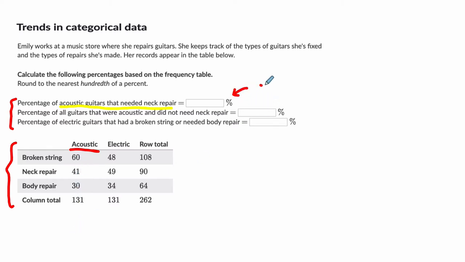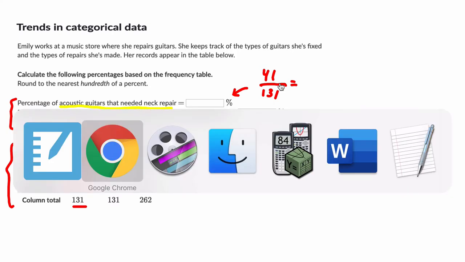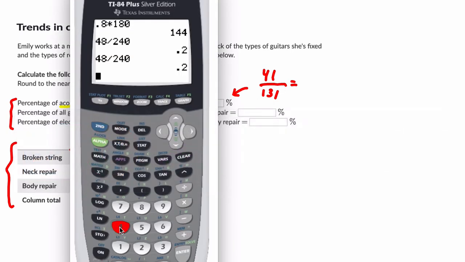So I'll put the work right here. There are 131 acoustic guitars and 41 of them need neck repair. And that will be our percentage, right? So this is going to be 41 out of 131. 41 divided by 131. And you get about 31%.